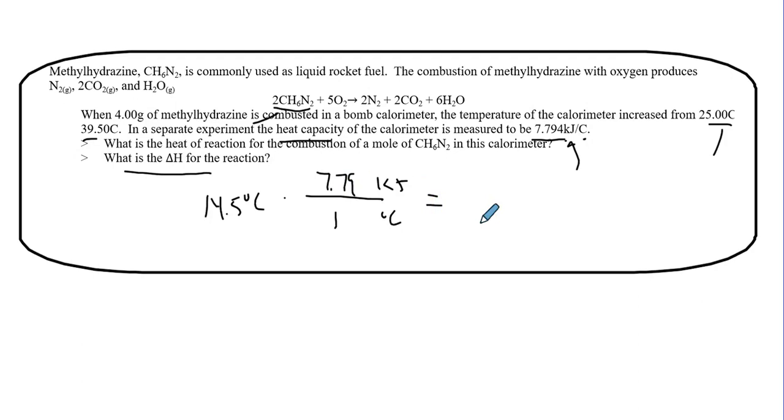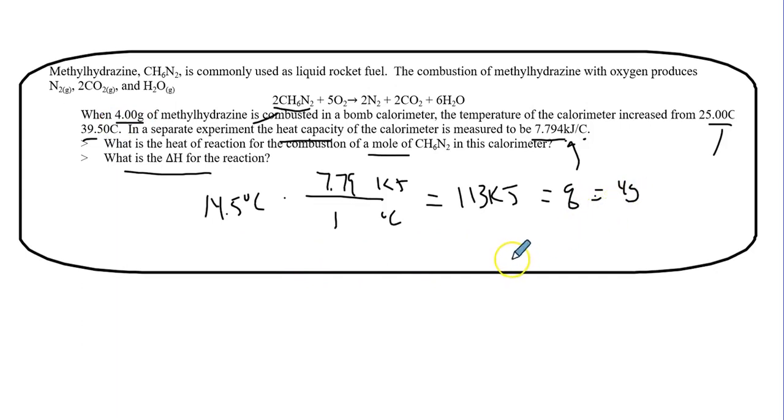Times 14.5 gives 112.9, or about 113 kilojoules of energy. Now that's Q. That's how much we actually absorb, and it is for when we have 4 grams go through. So this is Q for when 4 grams go through.